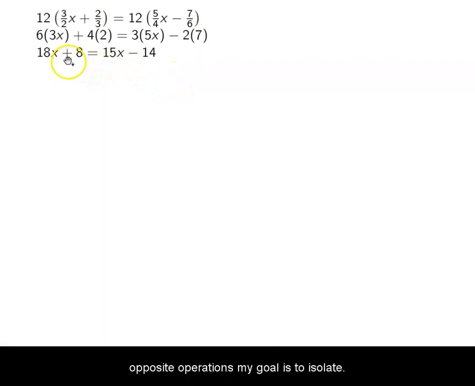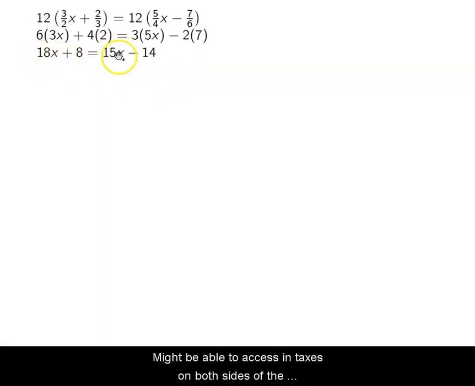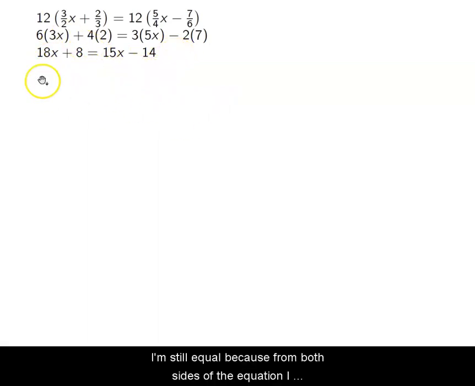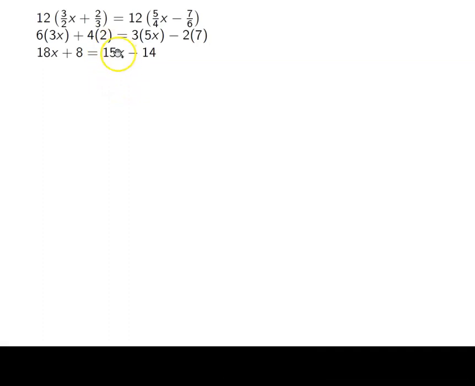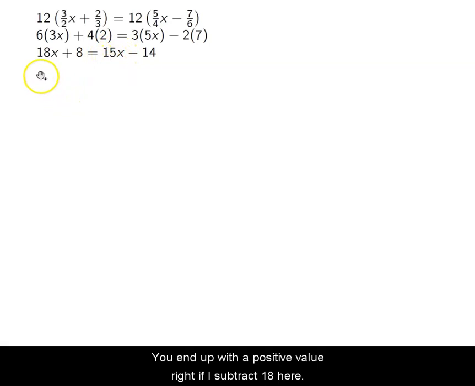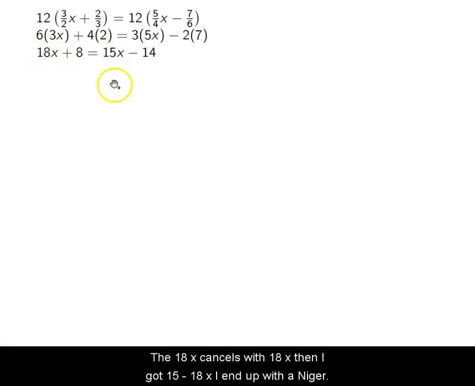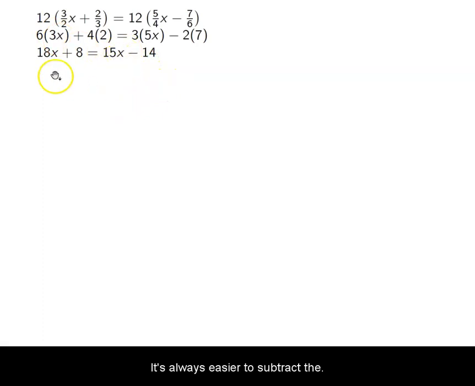Again, I'm going to do opposite operations. My goal is to isolate my variable x. So since x is on both sides of the equation, I need to subtract 15x from both sides, right, being equal, or I need to subtract 18x from both sides. I'm still equal because I did the same thing to both sides of the equation. Now, the choice is which one should I do? I always subtract the smaller one, because if you subtract the smaller one, you end up with a positive value, right? If I subtract 18x here, the 18x cancels with the 18x, then I've got 15x minus 18x, I end up with a negative. So it's always easier to subtract the smaller side.